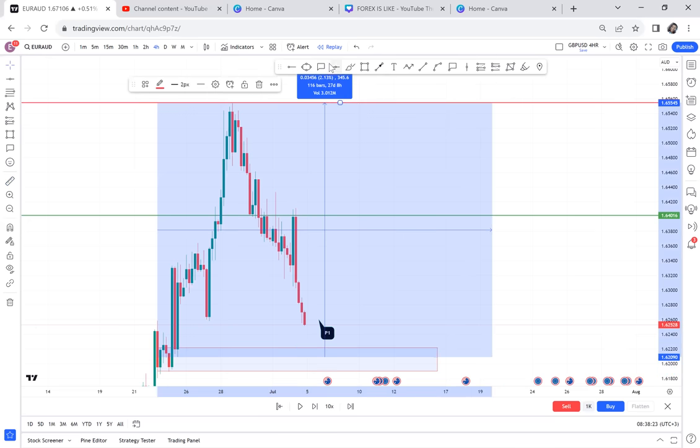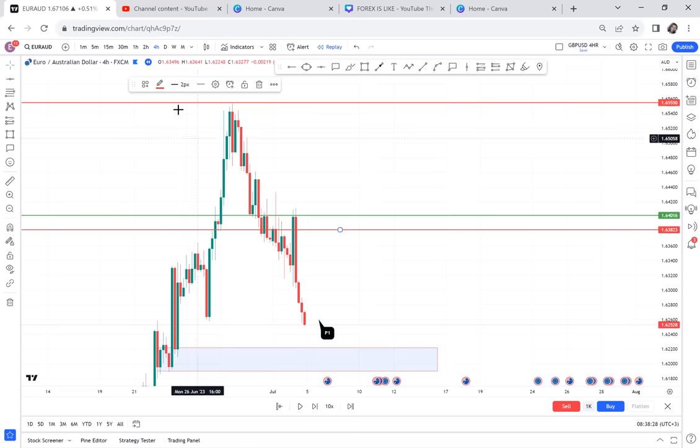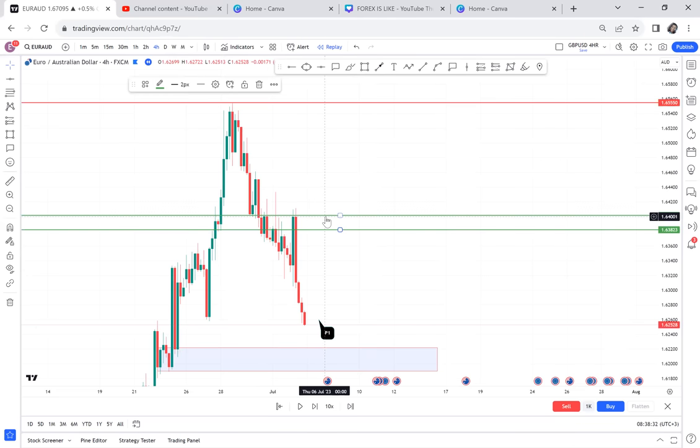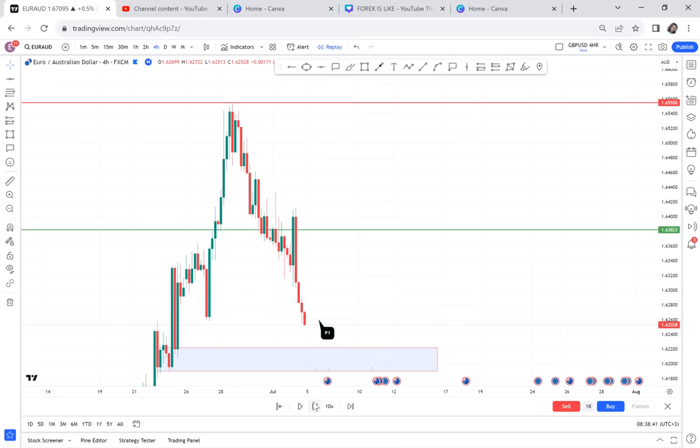Can you see it has moved? So pattern one is still not yet confirmed. It will be confirmed if CRB happens. So remember, they have been waiting on weekly, but because they don't want that patient of waiting for the market, they come to 4 hour.